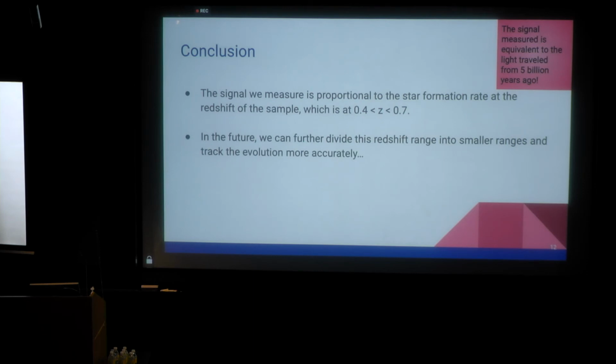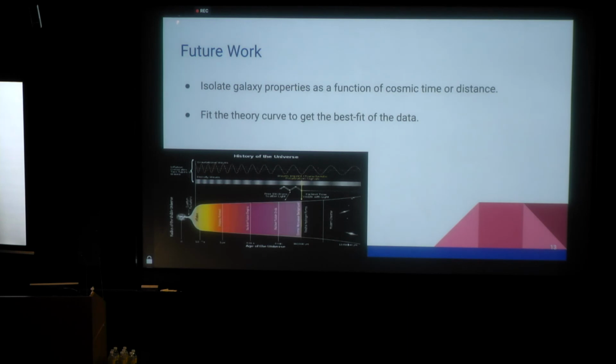So in the future, we can divide this redshift range into smaller ranges, which will give you more accurate data and also help with fitting the theory curve. So yeah, fitting the theory curve to the best fit is a future goal, and also to isolate the galaxy information, so that you don't really need to look at the star formation to isolate those properties.